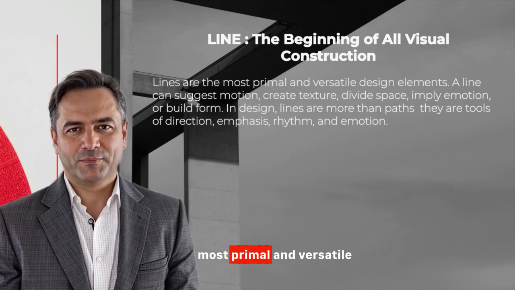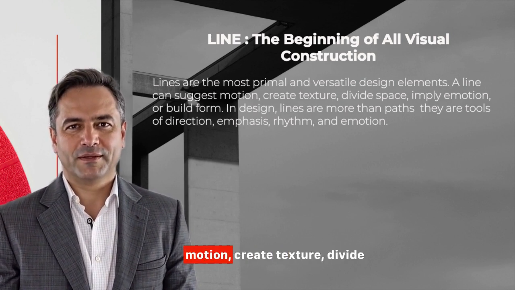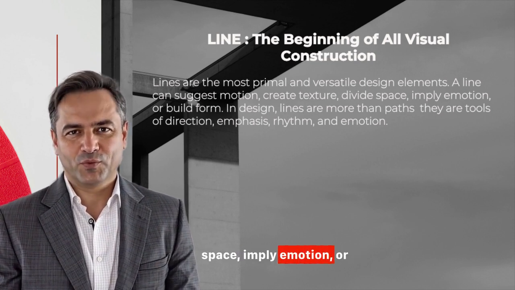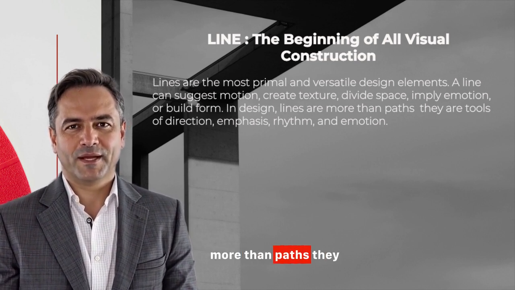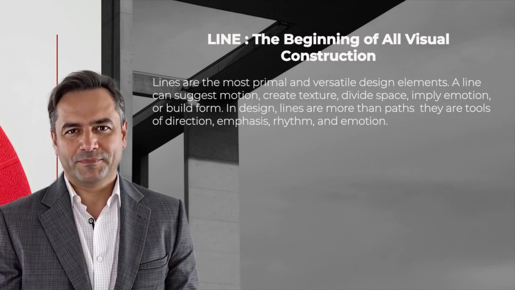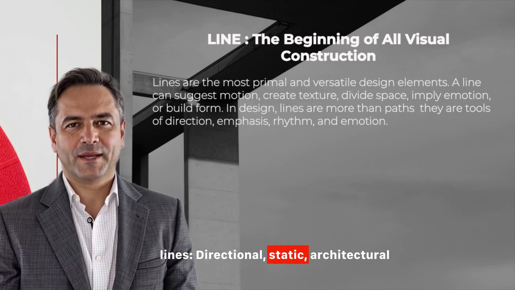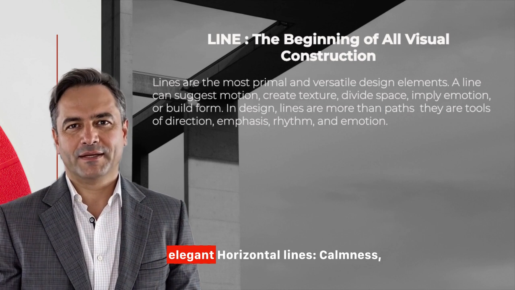Lines are the most primal and versatile design elements. A line can suggest motion, create texture, divide space, imply emotion, or build form. In design, lines are more than paths. They are tools of direction, emphasis, rhythm, and emotion. Types of lines: straight lines, directional, static, architectural; curved lines, organic, soft, elegant.